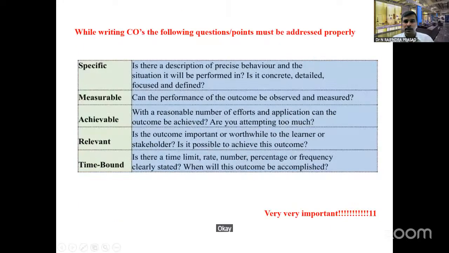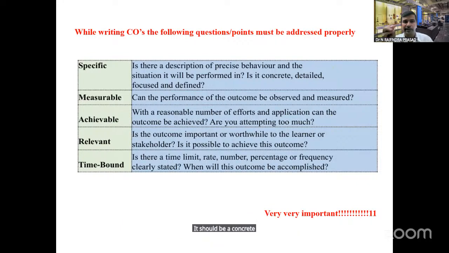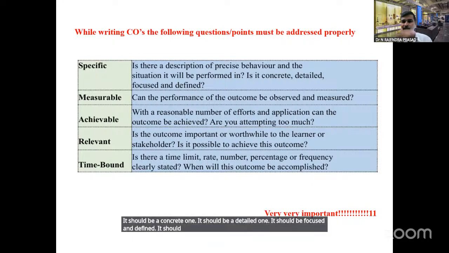Okay, this is very important to address. While writing the CO, it should be very specific to the course for which you are writing that. It should be a concrete one. It should be a detailed one. It should be focused and defined. It should not be haphazard. It should not be simply written to complete your task.